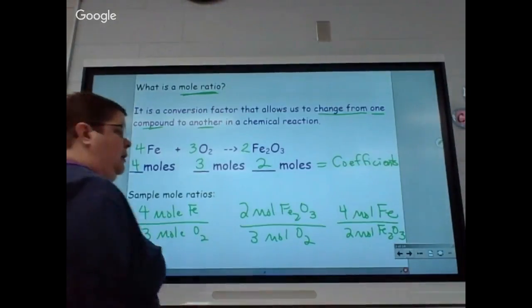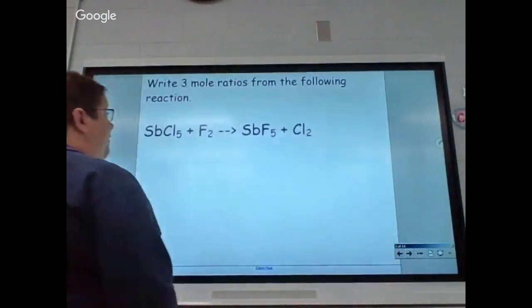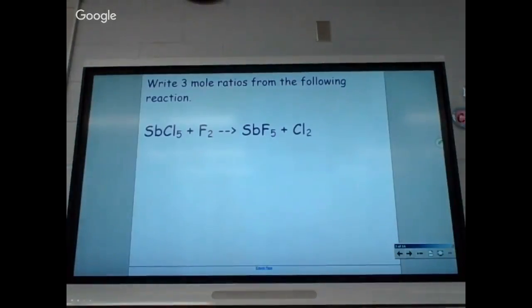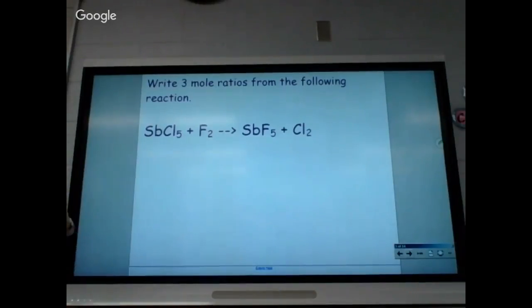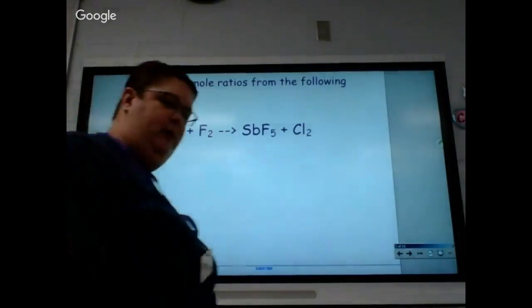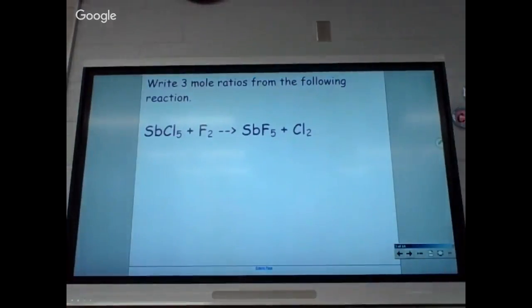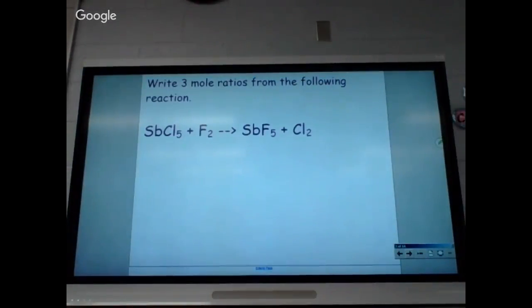Okay? So if we have this, for example, we have some compounds and elements to work with. If I say write 3 mole ratios, can you write me some mole ratios? Yes. What's the first thing you should do? Balance. Okay, just making sure. Okay, so write me a mole ratio, 3 of them. And I'm going to call on somebody to come write them on the board.